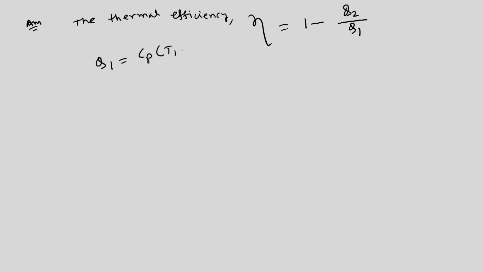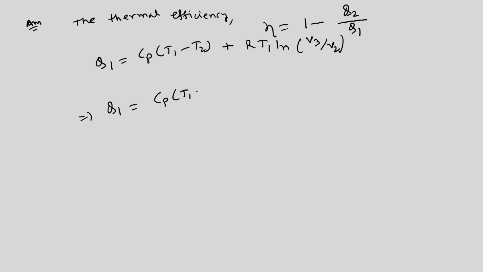The thermal efficiency eta is 1 minus Q2 by Q1, and Q1 is Cp times (T1 minus T2) plus R T1 ln V3 by V2, or you can write Q1 equals Cp times (T1 minus T2) plus R T1 ln P1 by P2. This is because as P1 V2 equals P2 V3.